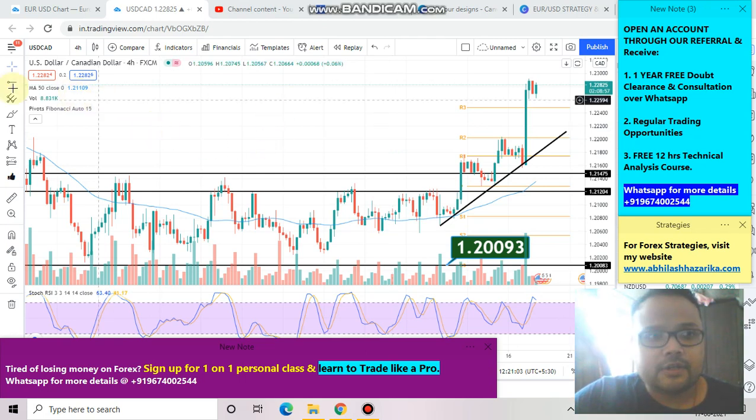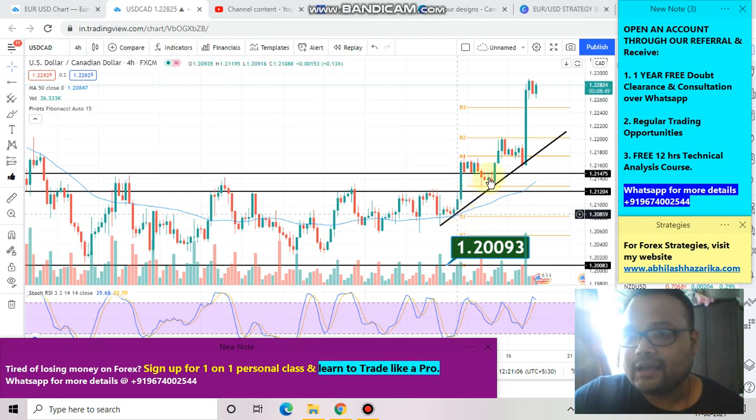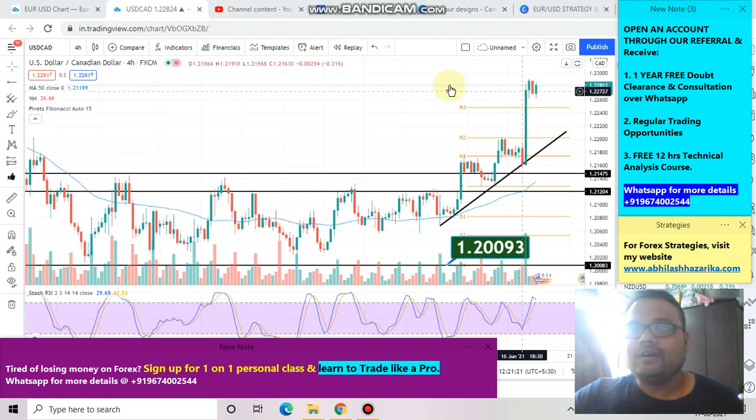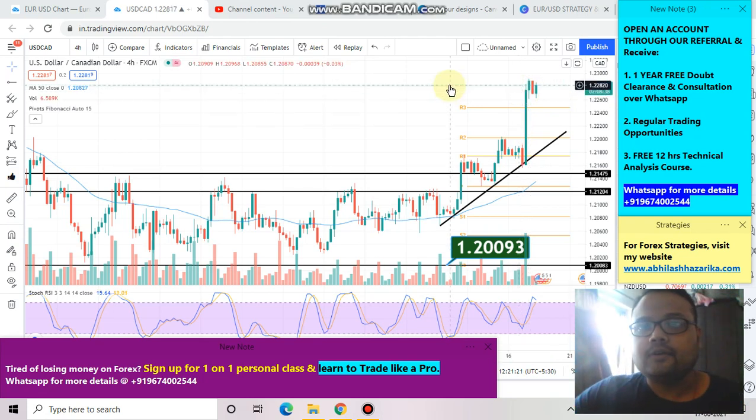So this is the chart of US dollar Canadian dollar. As you can see here, I had a trend line here. I was expecting that market will bounce from here, but honestly speaking, I was not expecting this kind of a bounce. Anyways, as we all know, after the FOMC meeting, the US dollar became very strong.